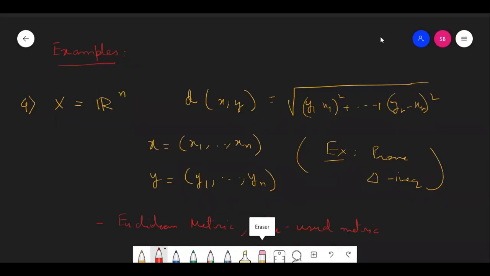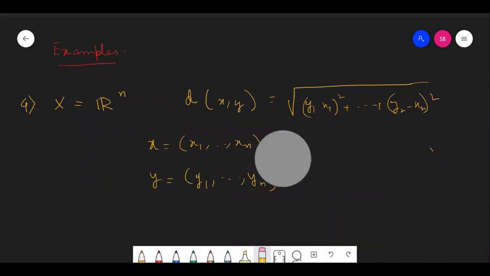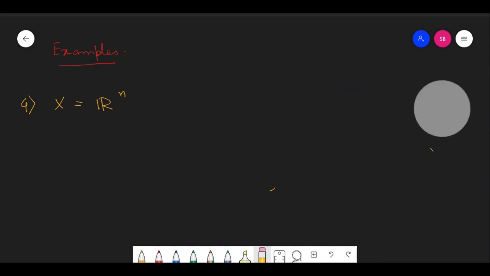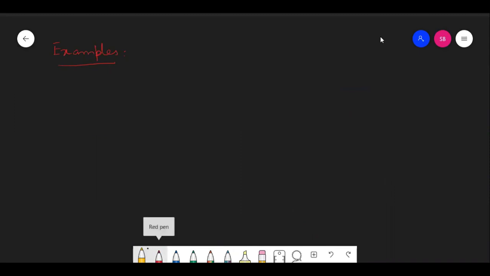So our next question should be another very good question to ask: can we have a metric on any set X? So we have a metric on X equal to R. In general, if X is R power n, we have a metric. That is our very intuitive metric. What we think intuitively, we are just writing down rigorously. So we have a metric on R power n for any natural number n.